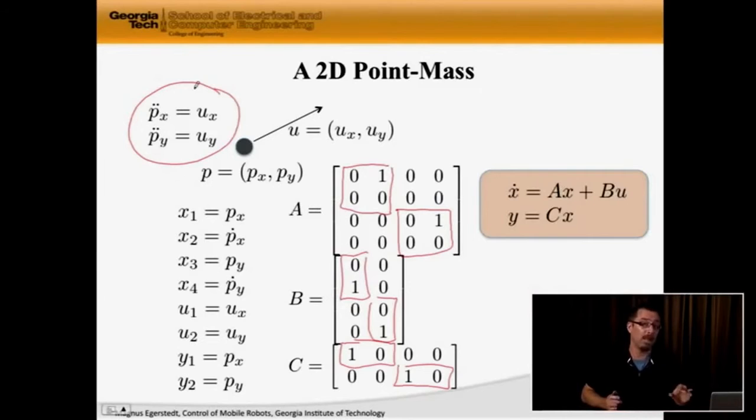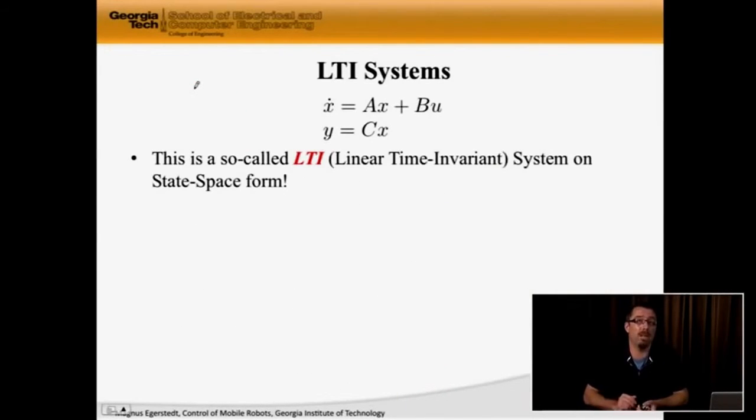But the point that I really want to make with all this is, you know what? X dot is AX plus BU, Y is CX is a very general way of writing down the system dynamics that you have. And in fact, this is what's called an LTI system, linear time invariant system, on state space form. And we're going to see this A, B, and C triple quite a lot in this course, because they will show up over and over again. And they will allow us to be general about how we reason about our systems. And then we're going to hide the particulars of the dynamics inside the A, B, and C matrices.